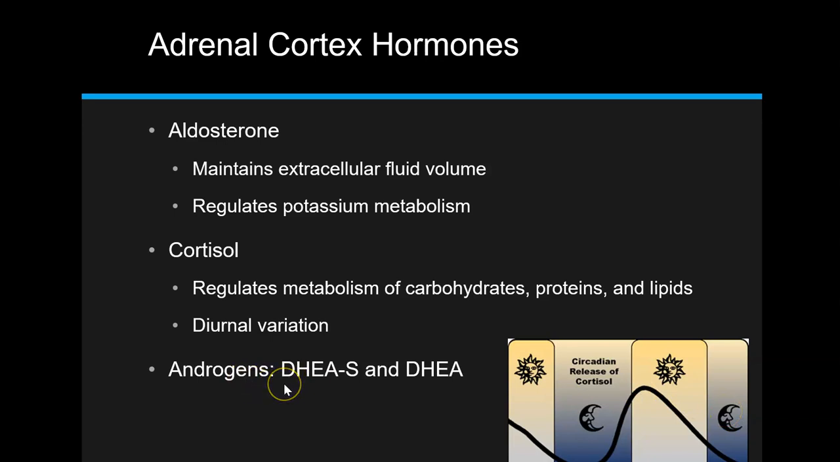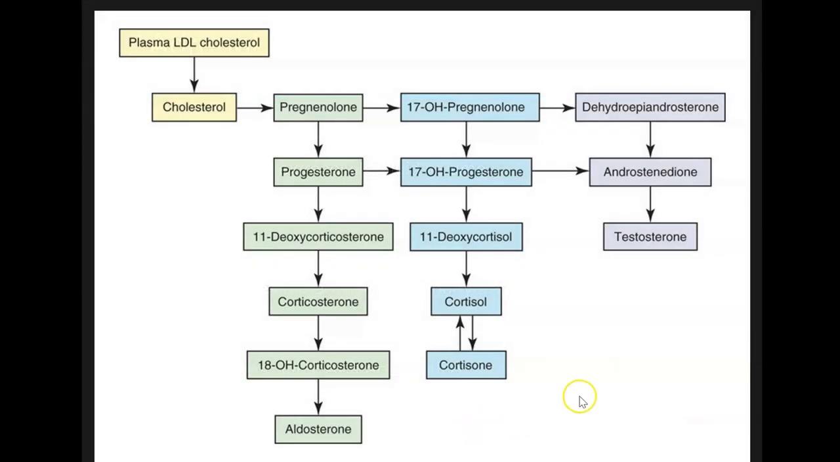And then your androgens that are produced by the adrenal cortex are DHEAS and DHEA, dehydroepiandrosterone, stuff like that. So they're some of the androgens. The male hormones are usually androgens. So this is a good chart for you guys to become familiar with.